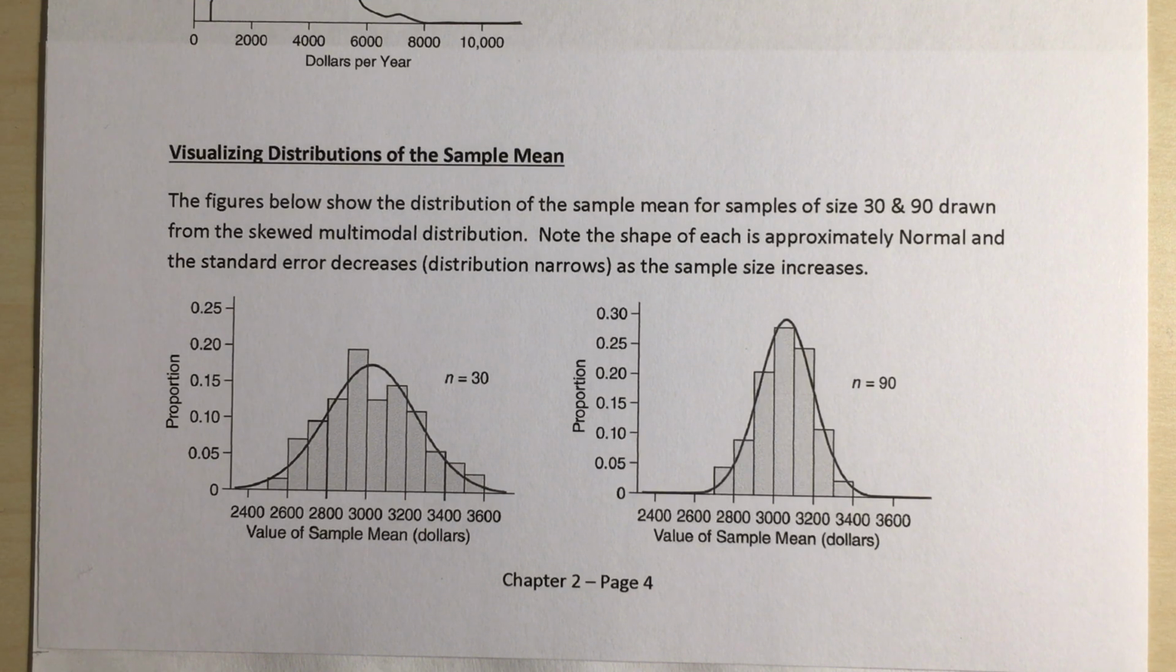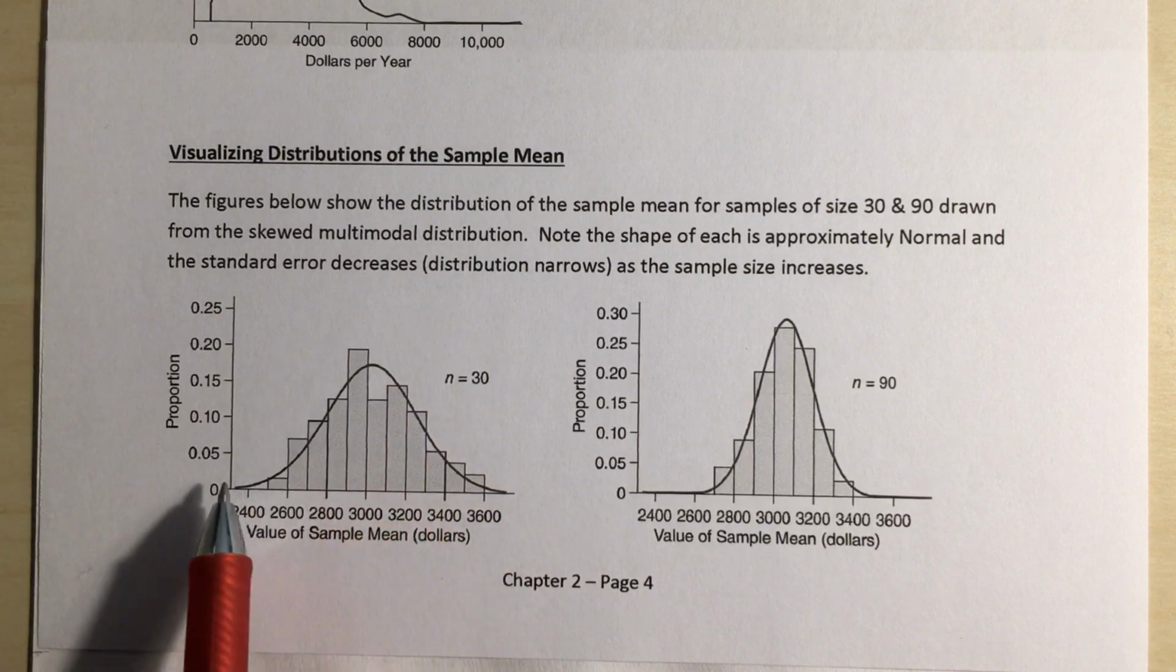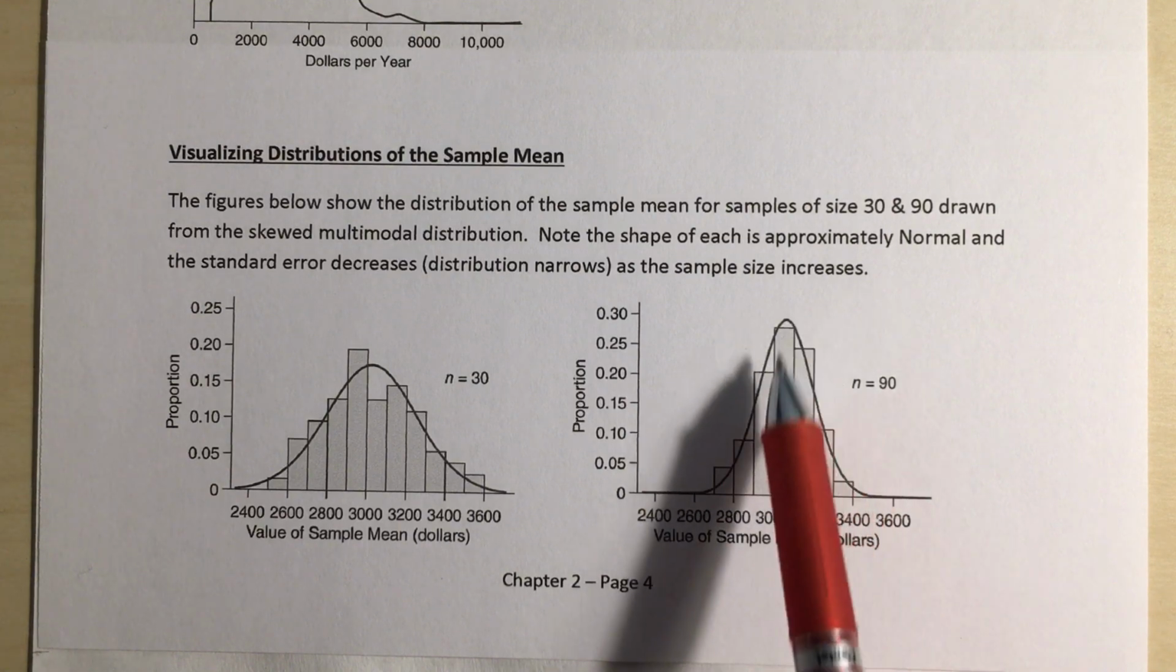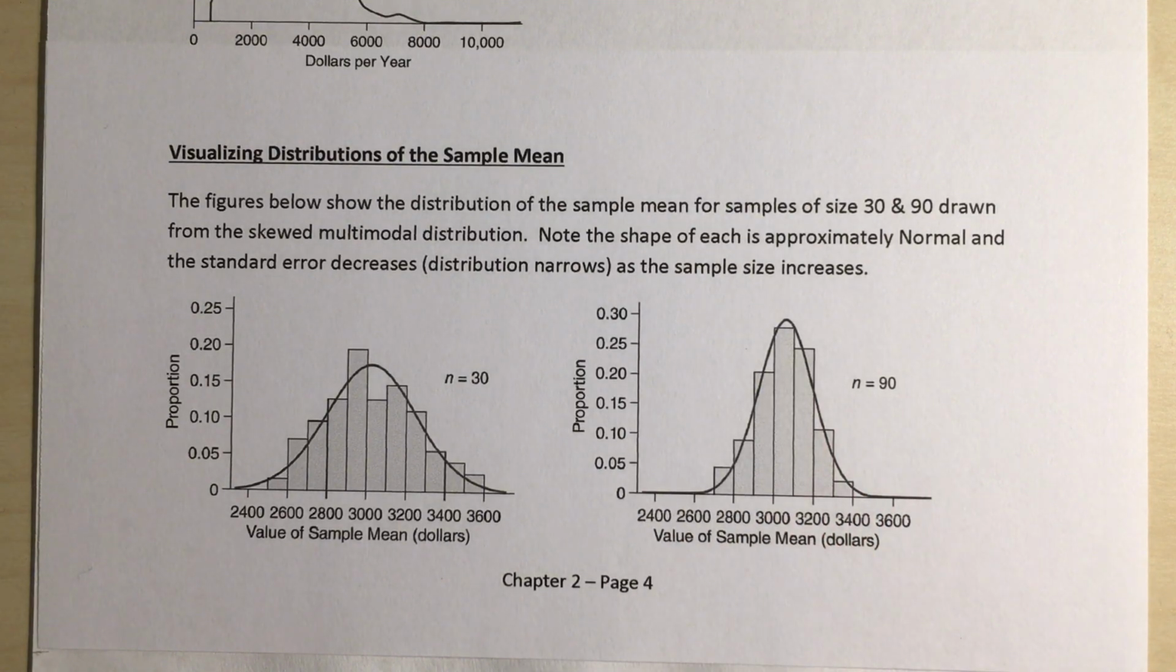So we went from a distribution that was skewed and multimodal to one that is normal but a little bit spread out when we had a sample size of 30, and one with a smaller standard error and a taller, skinnier normal shape curve when we had a sample size of 90. We're going to use these ideas to label some examples on the next page.